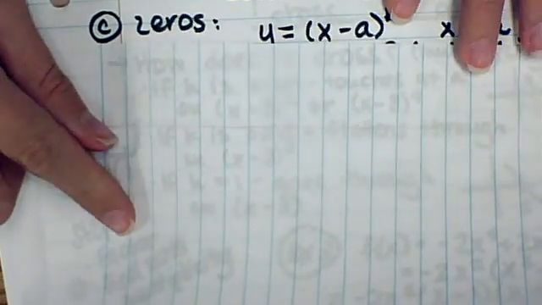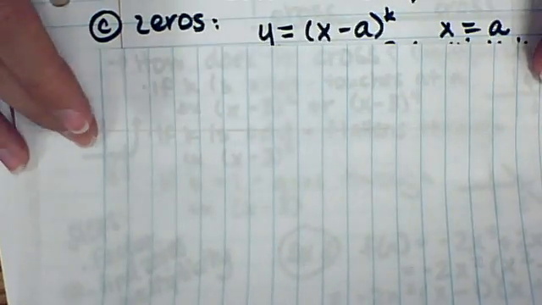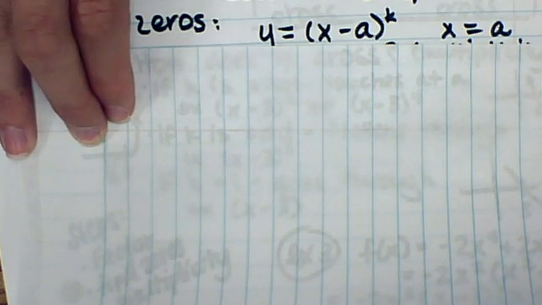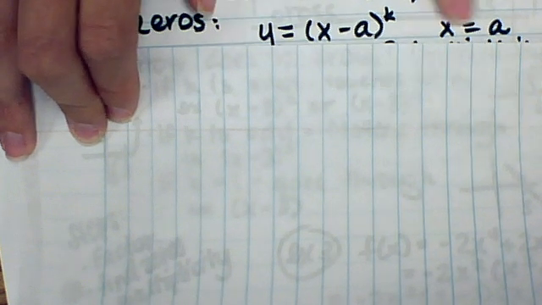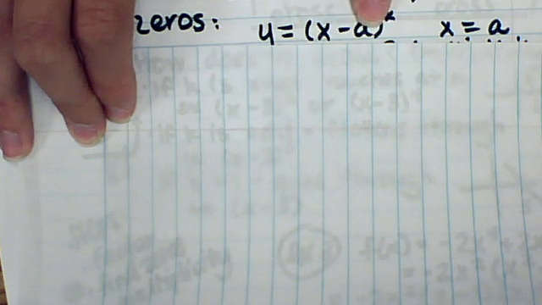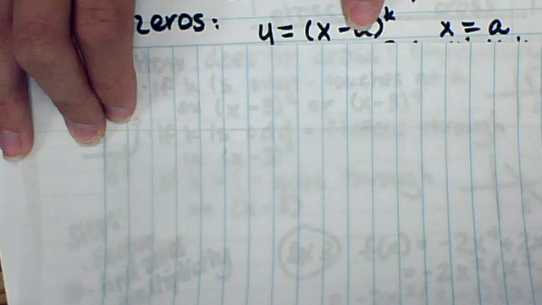If I'm looking at what zeros mean, remember we've already talked about this. A zero is just a place where the graph crosses the x-axis, or an x-intercept. If I'm looking at a function in factored form, so y equals and then all the factors, okay? If I plug in x equals a here, then I would have a minus a, and that would be 0. So my zeros are where x equals a, or where it makes this equal 0.